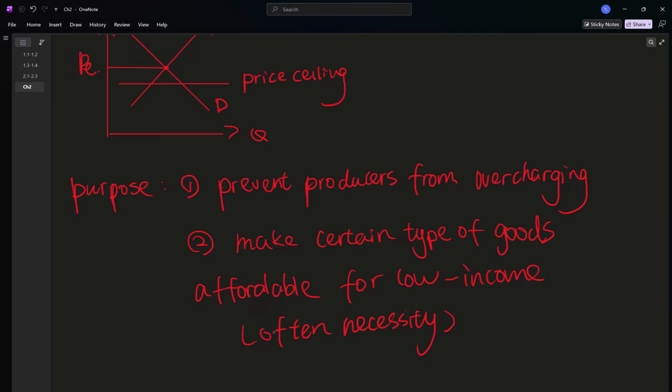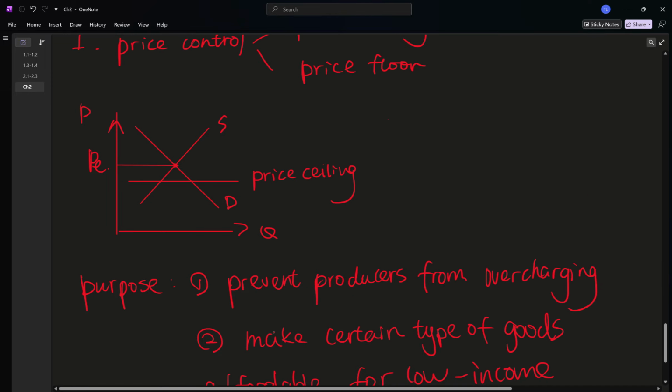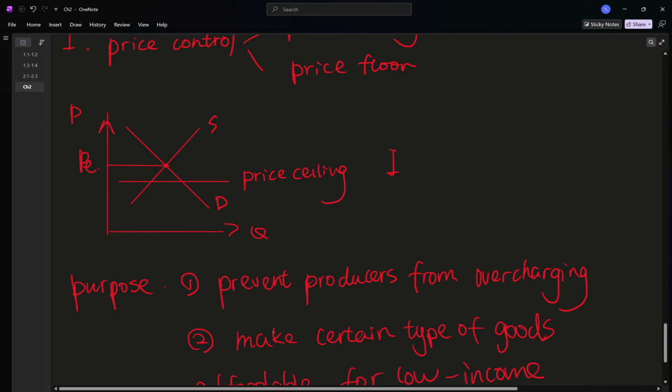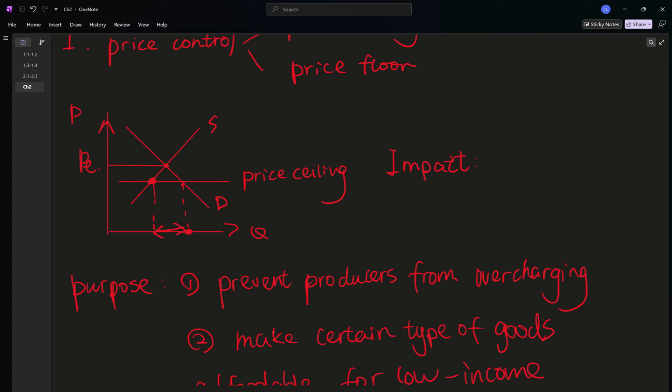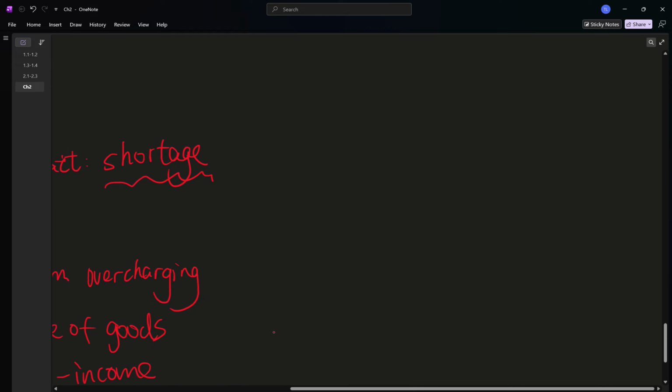But as you can see, we also notice that there is an impact. What's the impact? It is very obvious, because the price is sitting at this place. This is the supply. This is the demand. So you see this part, it is actually causing an excess demand, which is also known as shortage. Okay.